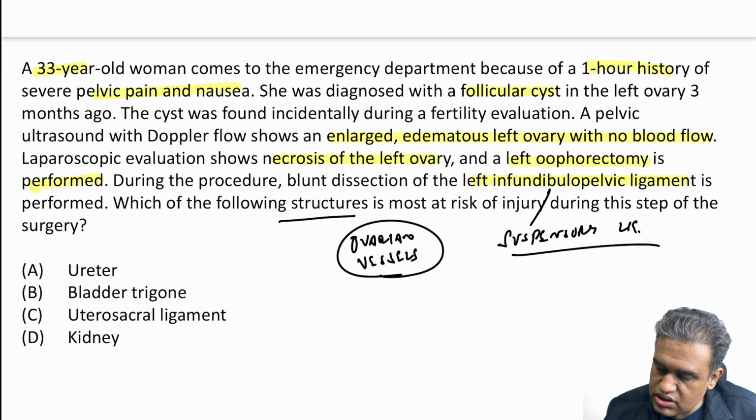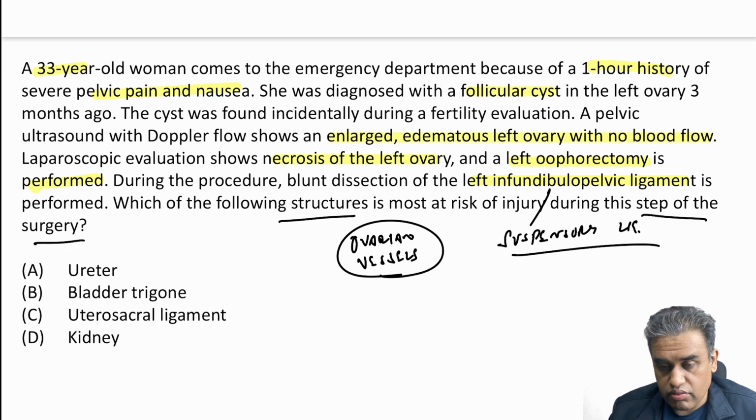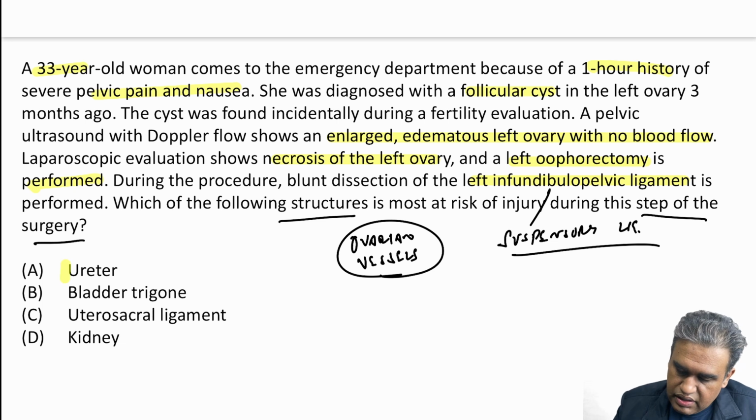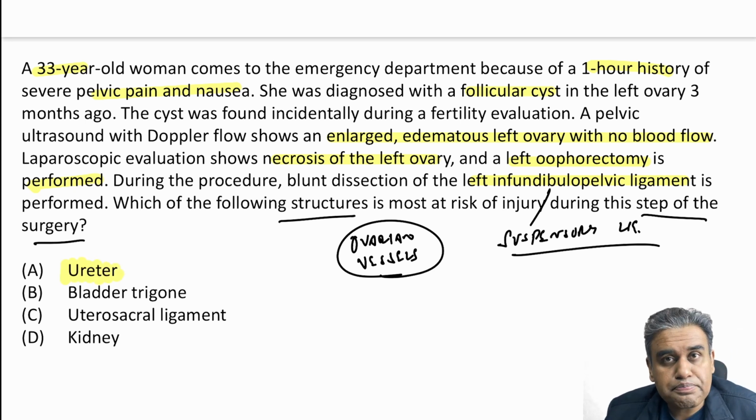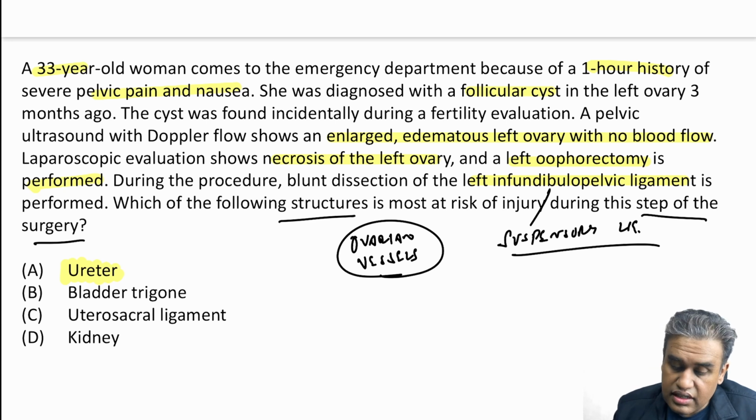Which structure is most at risk of injury during this step of the surgery? Now, during dissection of the infundibulopelvic ligament, which structure is close to it anatomically is the question. That is why this question is in the anatomy part. Ureter is the perfect answer over here. Ureter comes from behind and then it goes anteriorly, entering the bladder. It is very close to the ovarian fossa, very close to the infundibulopelvic ligament. It is at risk. Other options, bladder trigone is more anteriorly.